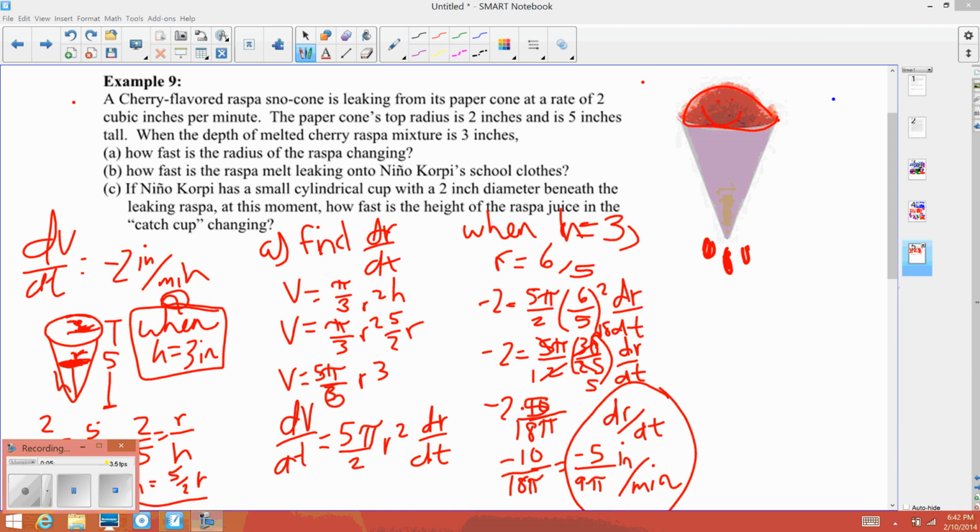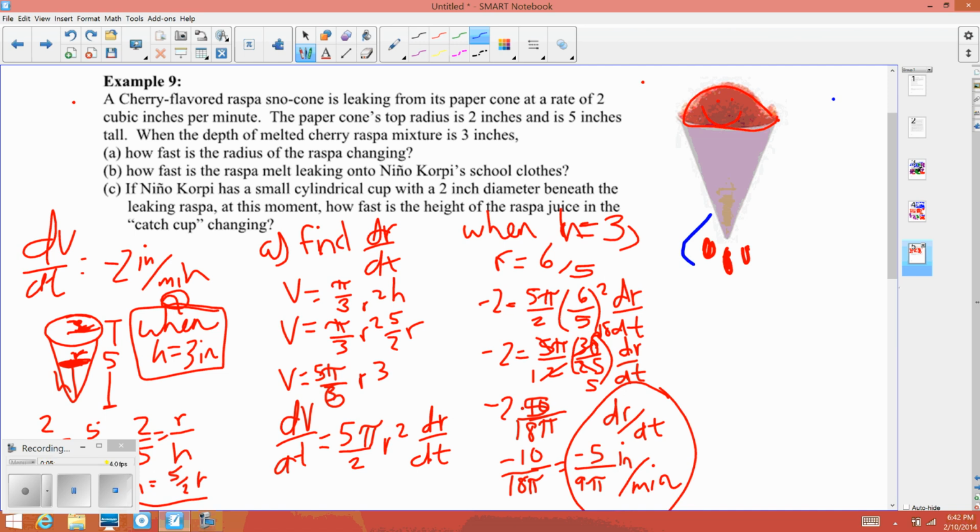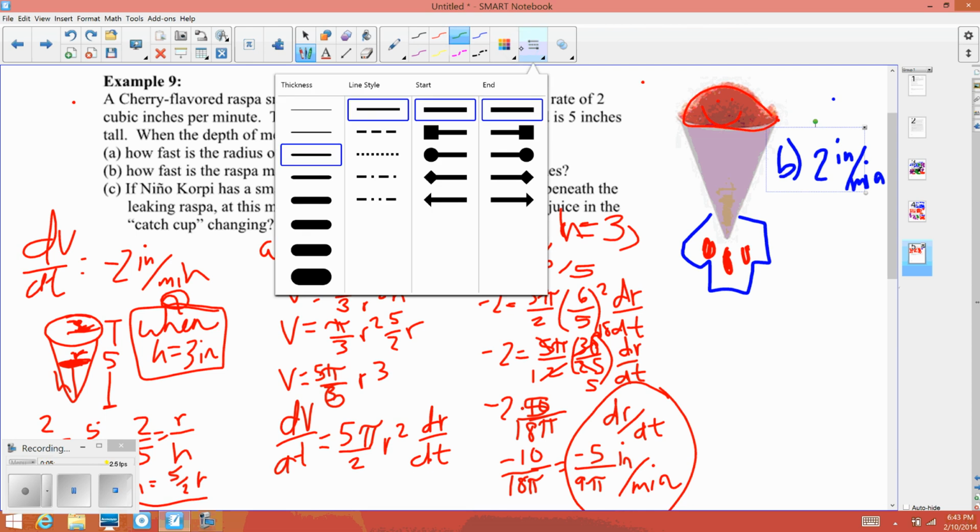All right, so this next question is about understanding how fast it is leaking out. Well, how fast is it leaking onto somebody else's clothes? All right, so we have a shirt here. Well, it's leaking out at a rate of 2 inches per minute. So part B, it's the same thing, but it's positive. It'd be 2 inches per minute that it's leaking onto the shirt. Part C is going to take a little bit more.